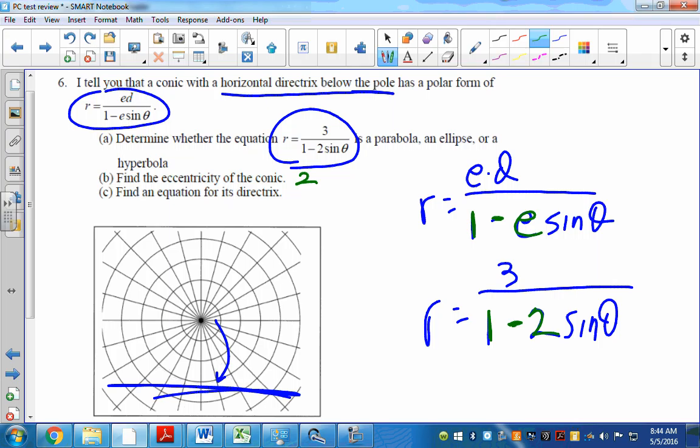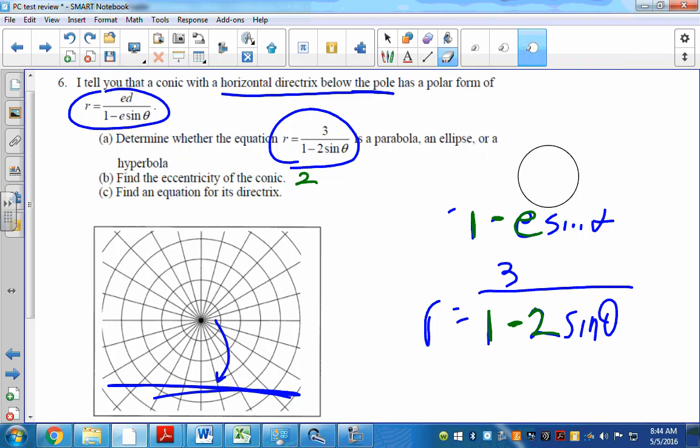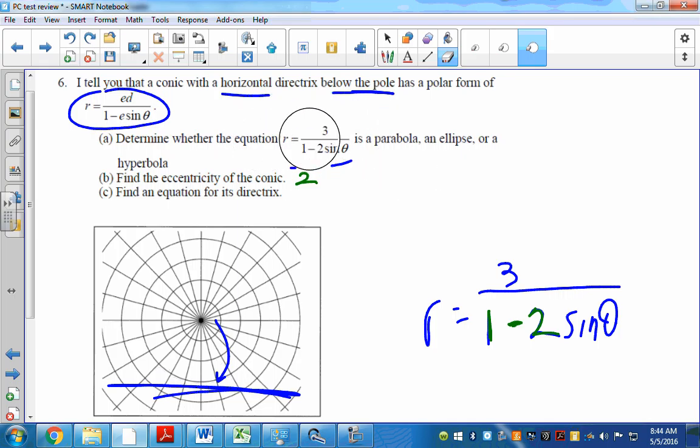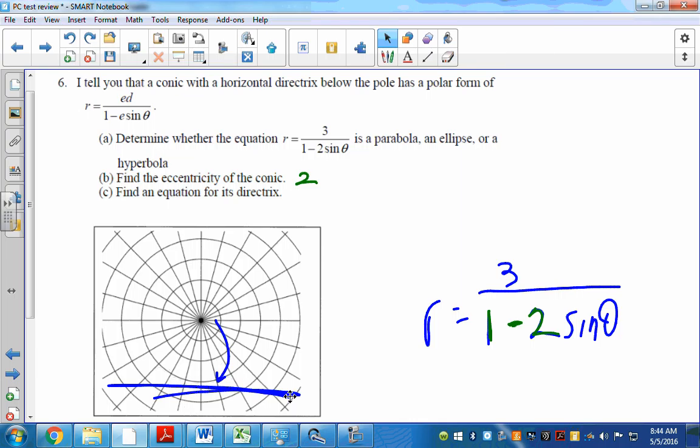Now, where do we go from there? Once we have the eccentricity equal to 2, we should know what kind of conic it is. Remember, if the eccentricity is 1, that's by definition a parabola. If the eccentricity is less than 1, that's an ellipse. Greater than 1, like 2, we have a hyperbola. Okay, so this is a hyperbola, and the eccentricity is 2.